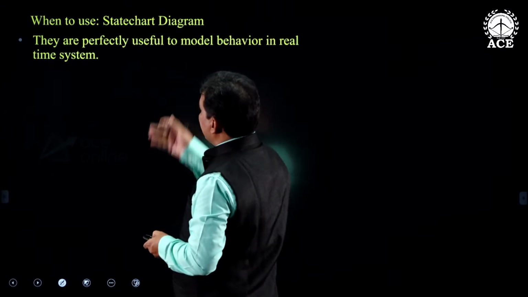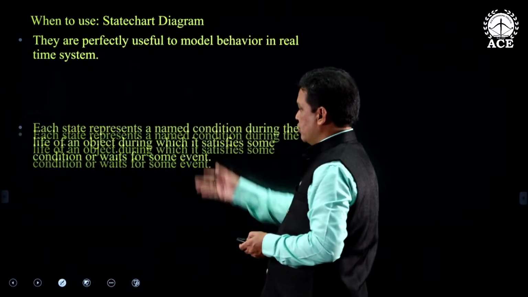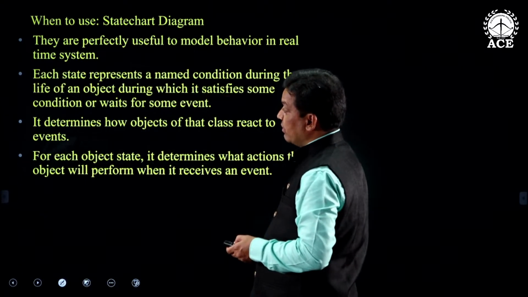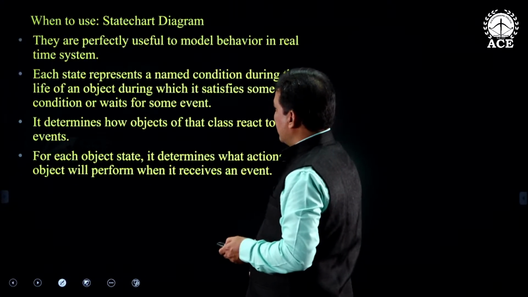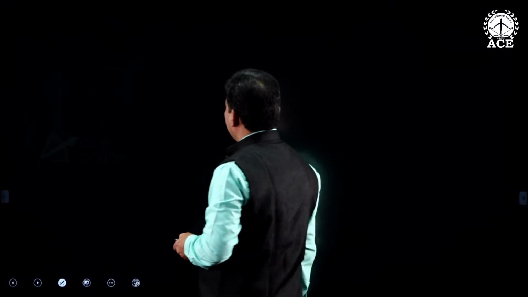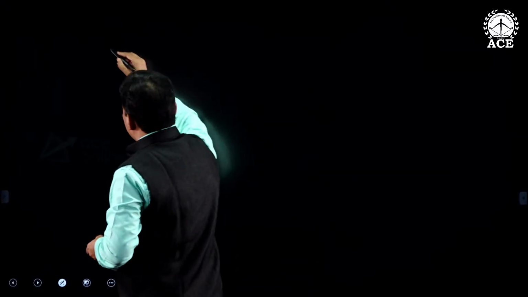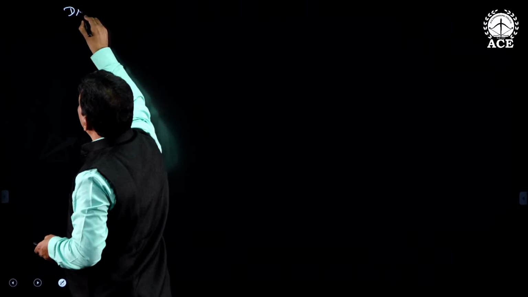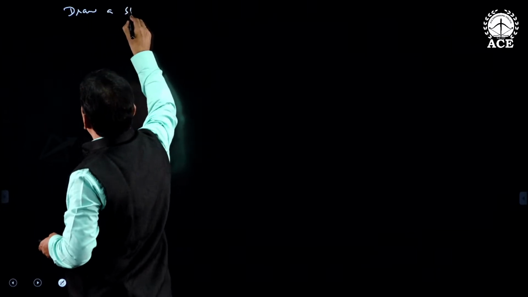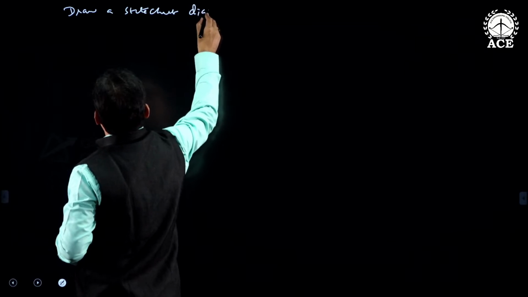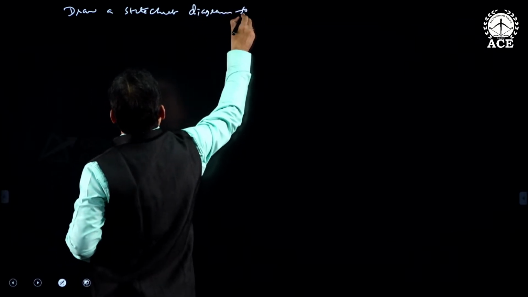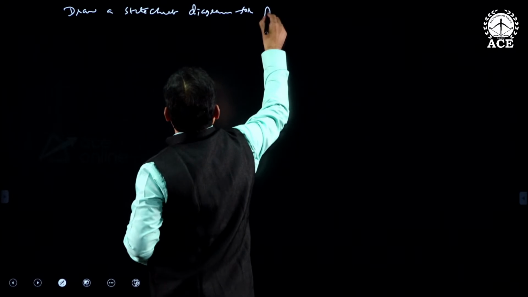When to use a state chart diagram? They are perfectly useful to model the behavior of an individual object, as we just discussed. Let's see. Draw a state chart diagram for an ATM application.